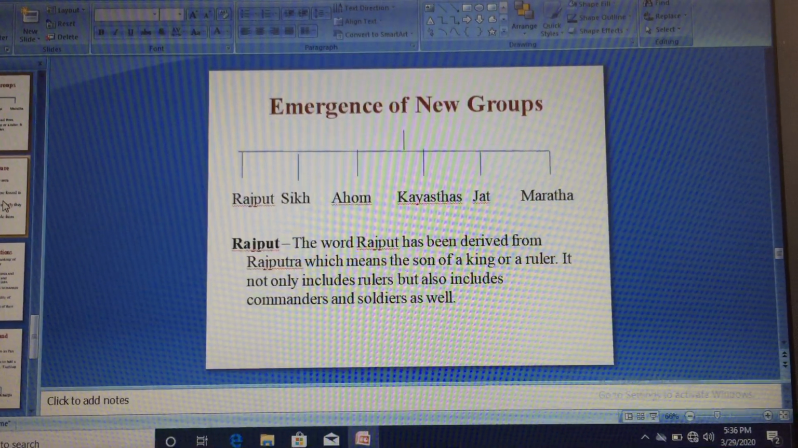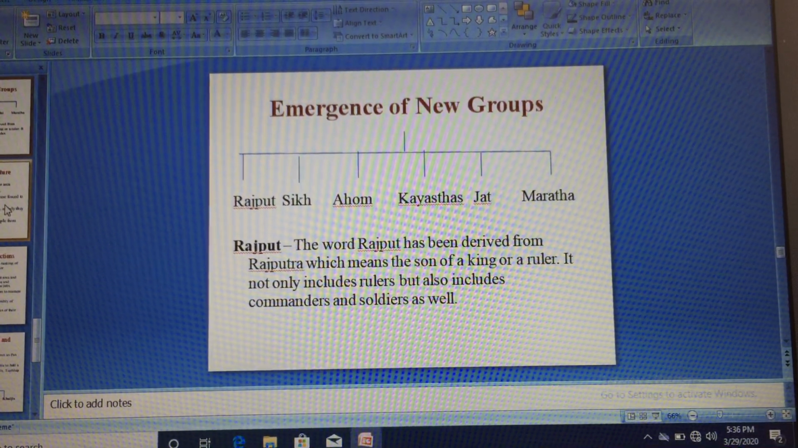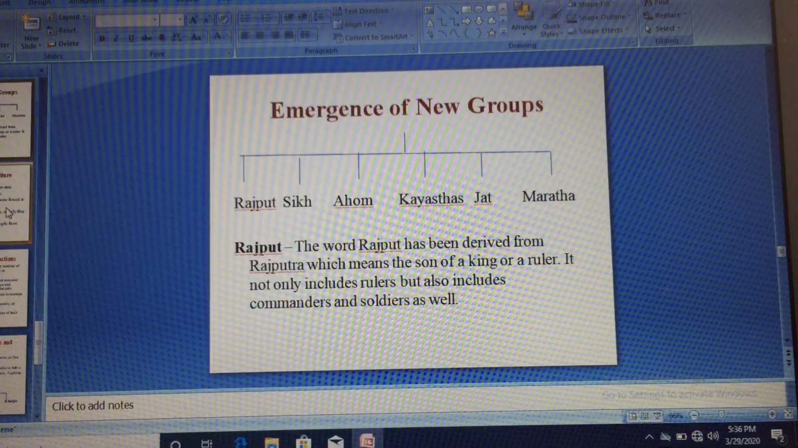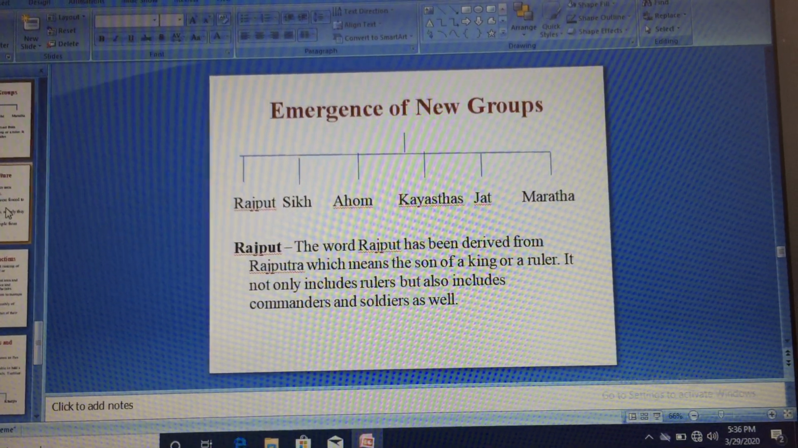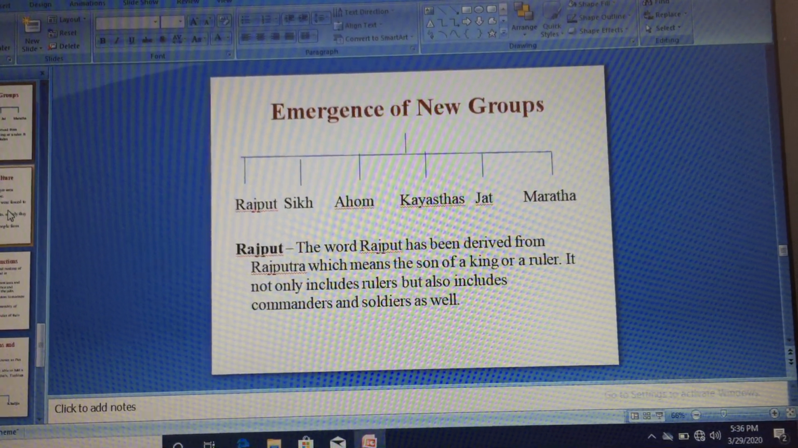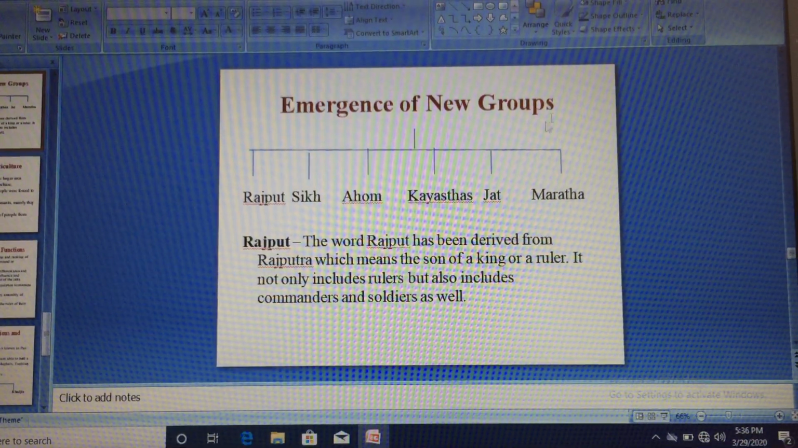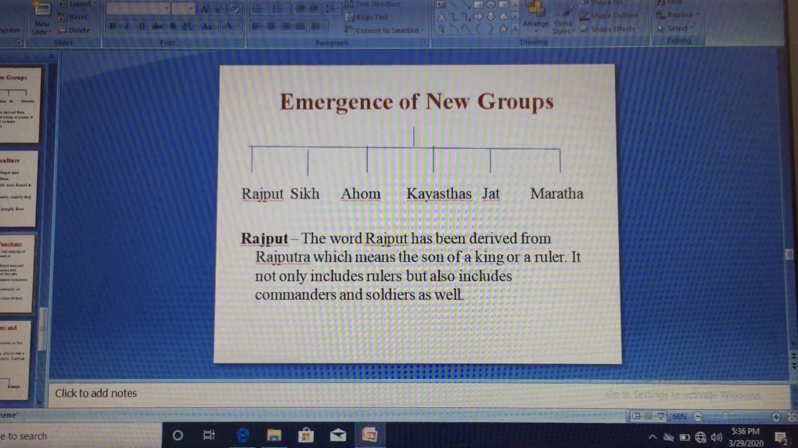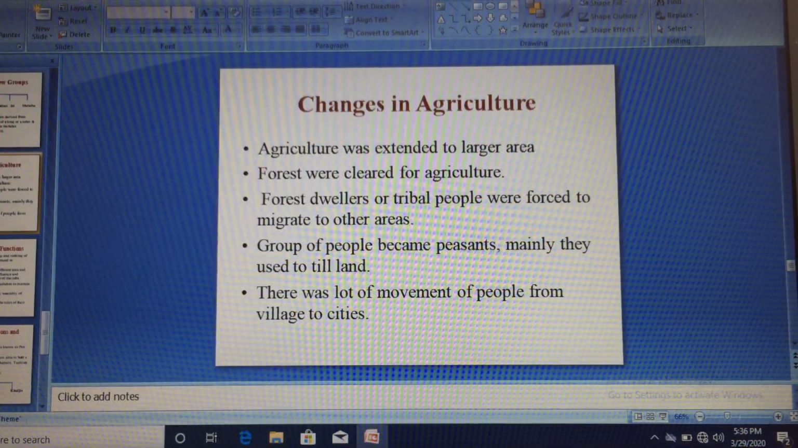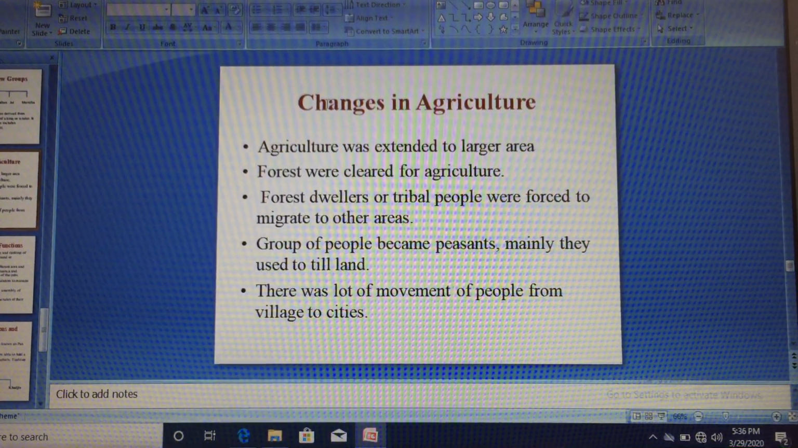So in the medieval period, or in this chapter, we'll be studying about Sikhs, Ahom. Sikhs became very popular in the 15th and 16th century. Ahoms were the tribals who developed a very big kingdom, in the same way Gonds and Marathas. By the end of the 17th century, they were really very powerful. So we'll be studying about all of these groups in grade 7. That's your medieval history. Then we do see a lot of changes happening in the field of agriculture as well.